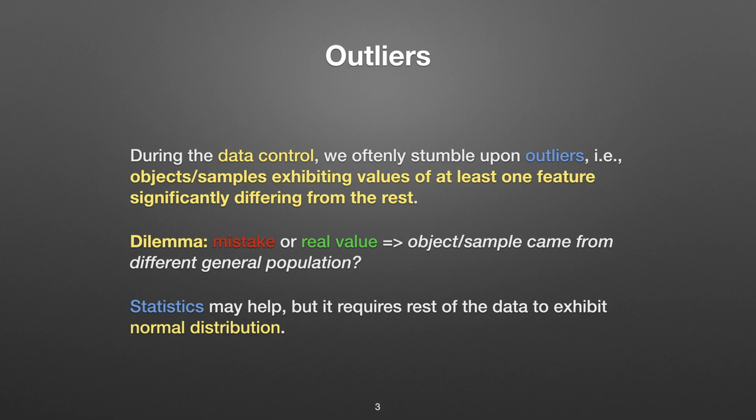Statistics can help us here. But there is a catch. The rest of the data should exhibit something close to a normal distribution. So as usual, life in chemometrics is not impossible, just conditionally complicated.